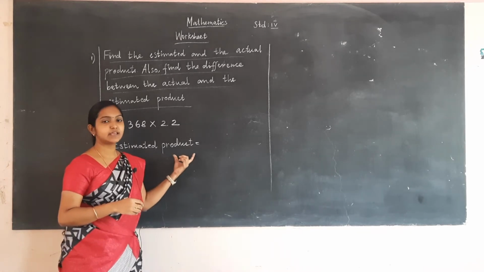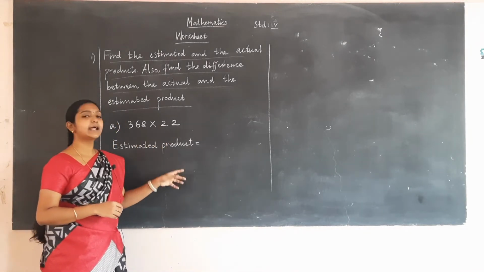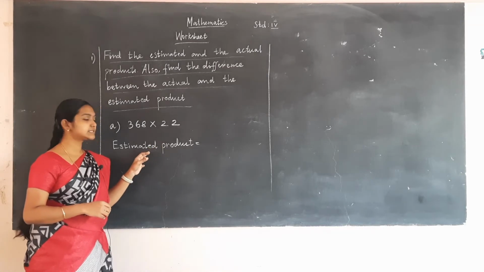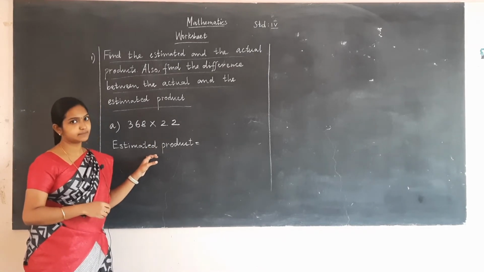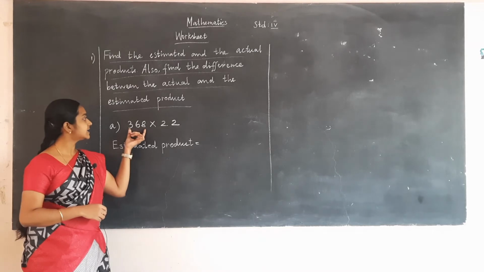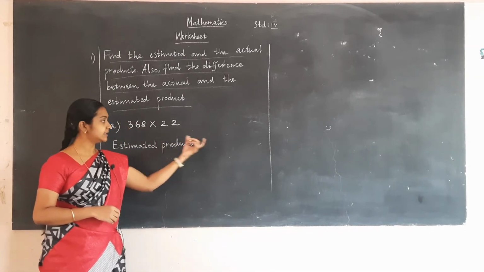Estimated product means we have to estimate the numbers and then product them. Estimation is nothing but rounding of the numbers. We have to round off 368 and 22 and then product them.